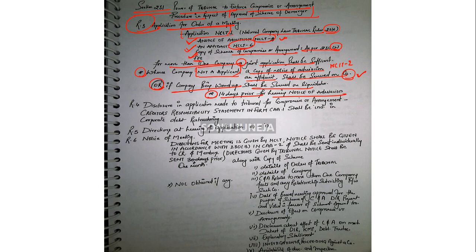Next is disclosure in application made to the tribunal for compromise or arrangement. So a creditor responsibility statement in form CAA 1 has to be given and shall be included in corporate debt restructuring. Next we have direction at hearing of application.